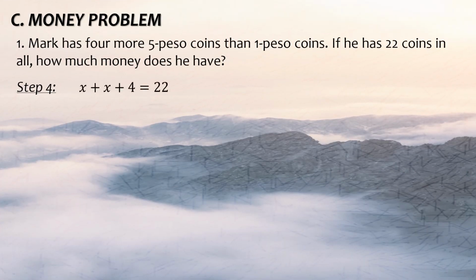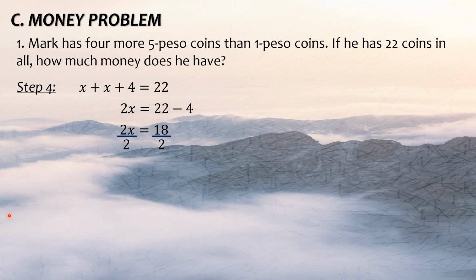So let us solve for the value of x. I-combine natin yung dalawang variable x, kaya naging 2x equals 22 minus 4. Paano naging 22 minus 4? Tinranspose natin yung positive 4 to the right side, kaya naging negative 4. And then x plus x is 2x. Kaya magiging 2x equals 18.